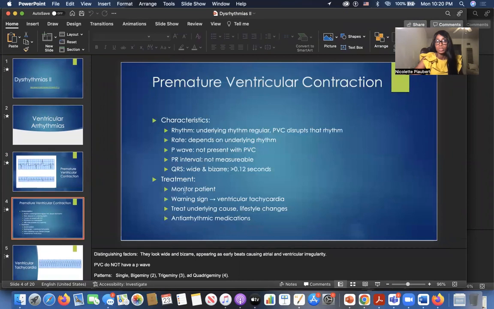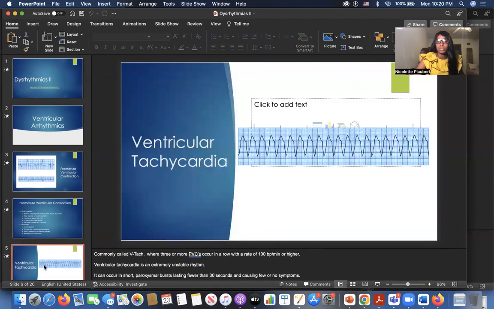So what are we doing? We're monitoring the patient, looking for warning signs. We don't want them to go into ventricular tachycardia. Too many PVCs together can cause ventricular tachycardia. That is something you have to remember. So we're treating the underlying cause, right? And we're telling them to change their lifestyle, and we're giving them antiarrhythmic medication.